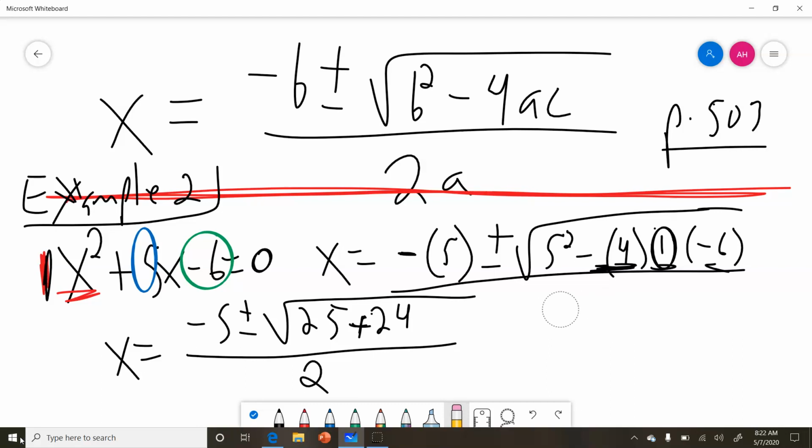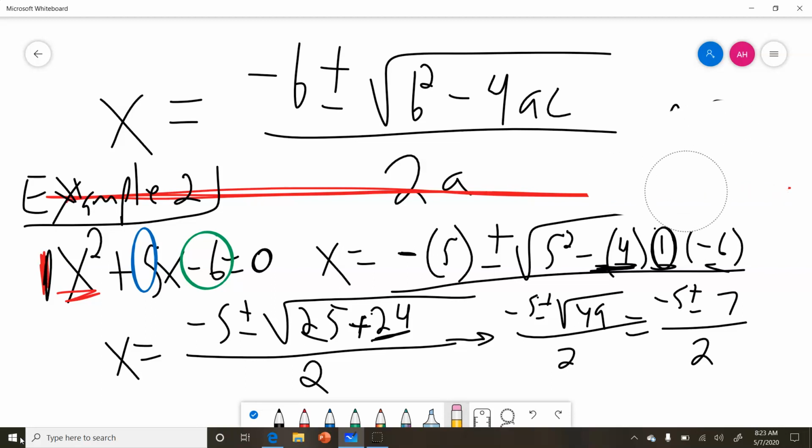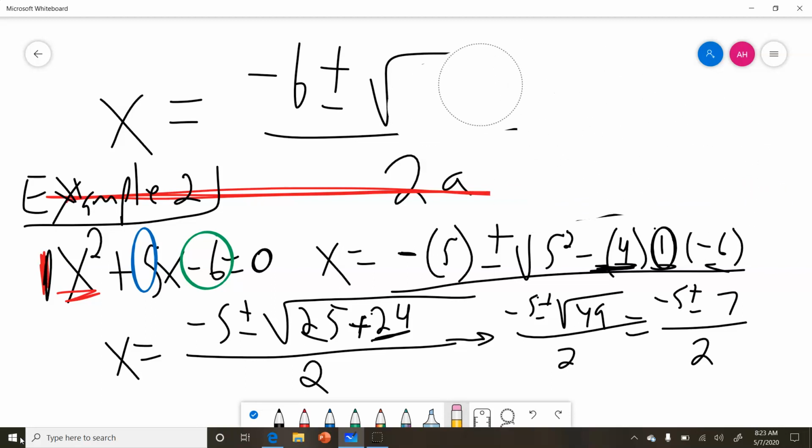Okay, so I'm going to erase this here and go over now to this side. Now, what is 25 plus 24? Well, that's 49. So I got negative 5 plus or minus the square root of 49, divided by 2, which then is negative 5 plus or minus 7. Do you see that? The square root of 49 is 7, divided by 2. Now I'm going to come back up here and erase this side so I have space to work this problem.